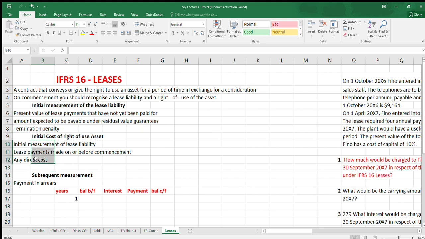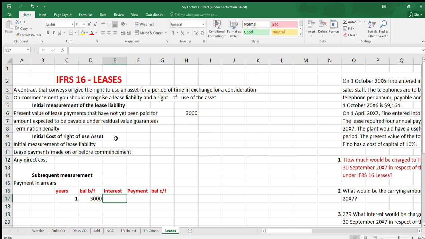But in most questions, this is the only thing they will give you, the present value of the lease payment that have not yet been paid for. So they will tell you that, let's say the present value of the lease payment was 3,000, right? So 3,000. That will be your balance brought forward or your initial measurement. Your initial measurement becomes the year 1 first figure. So the 3,000 over here.